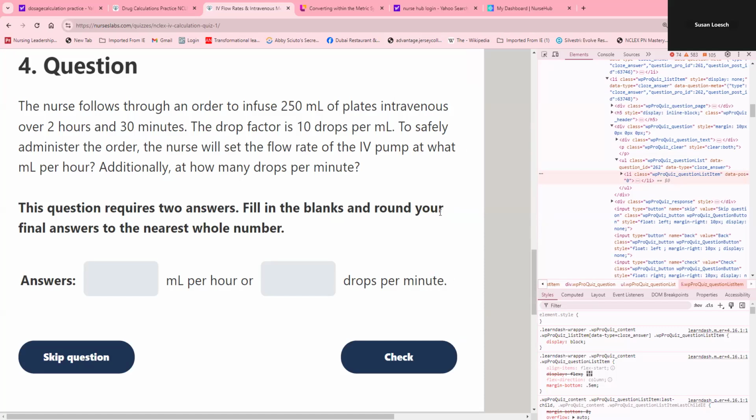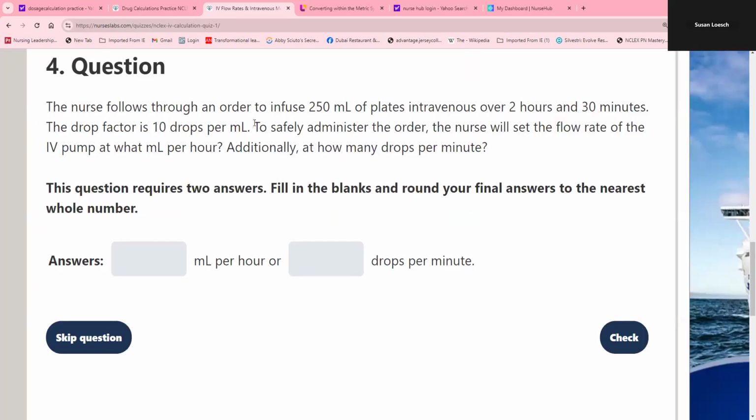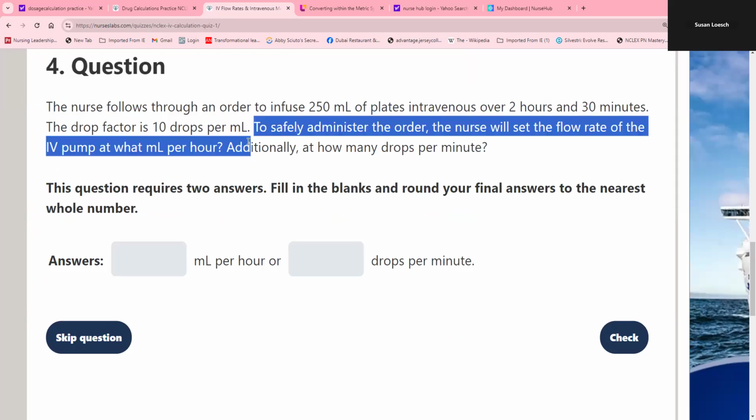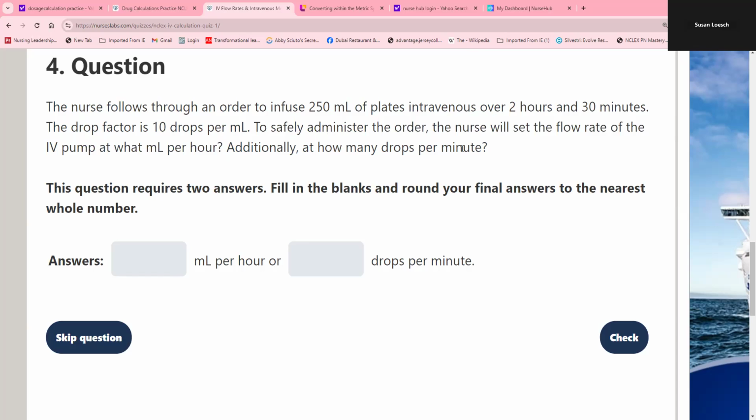Yes. Okay, so this one's asking us for two things. This one's asking us for mLs per hour or drops per minute. So not quite as complicated as the last one. You don't have to do a time here. So here is what you want to read: to safely administer, the nurse would set the IV pump at what milliliters per hour and at how many drops per minute. That tells you how they want you to set the formula up.